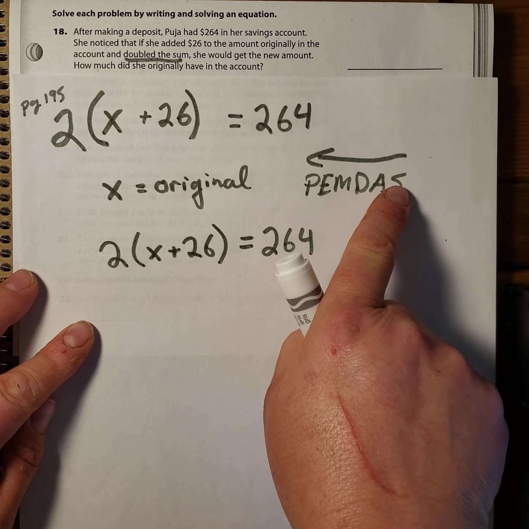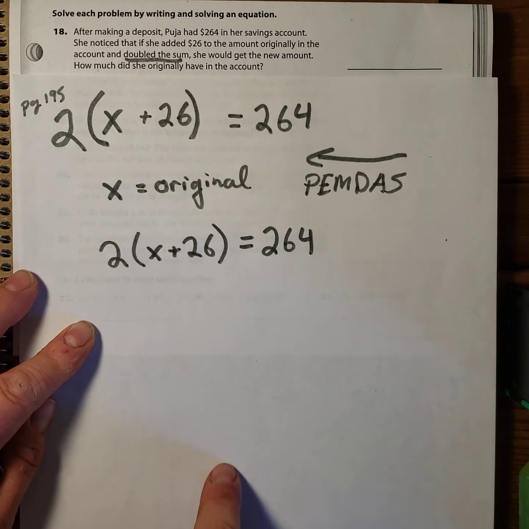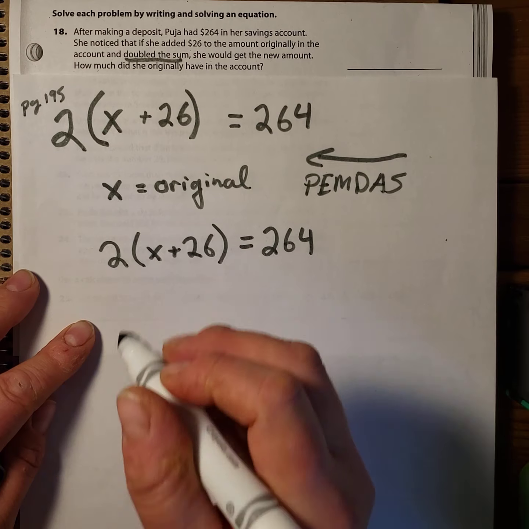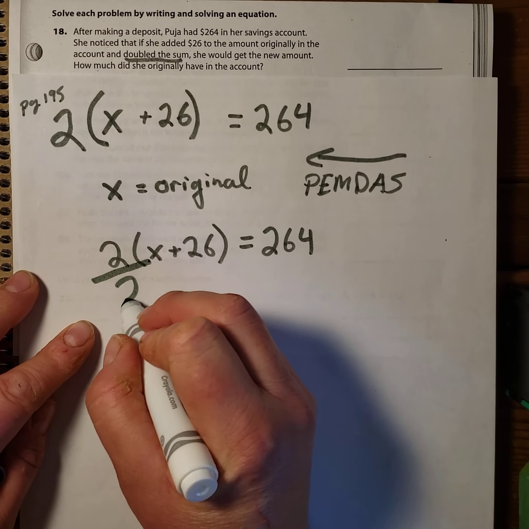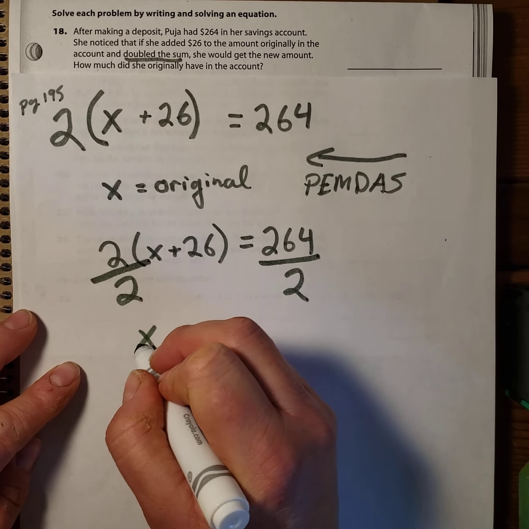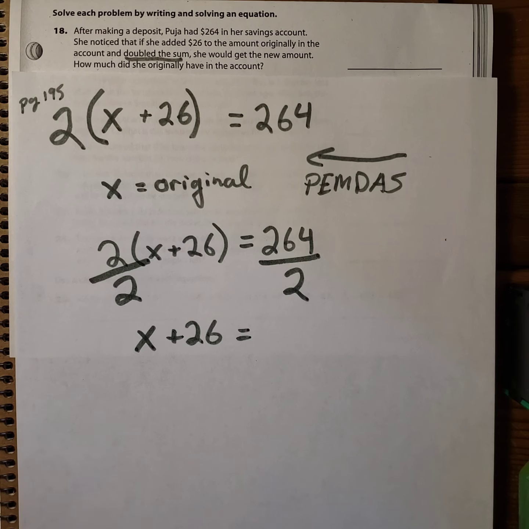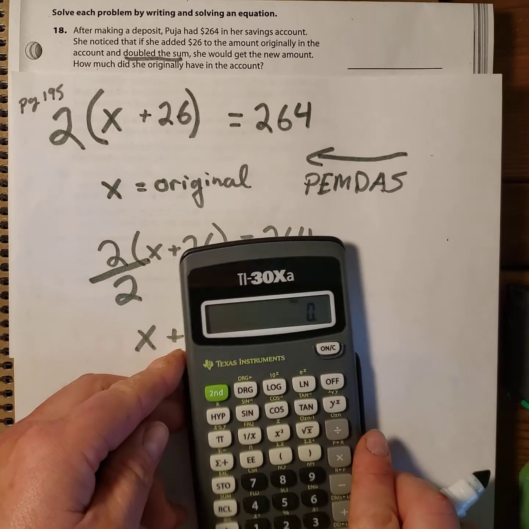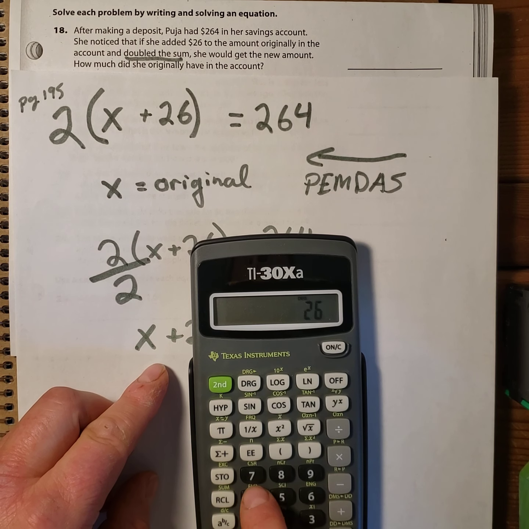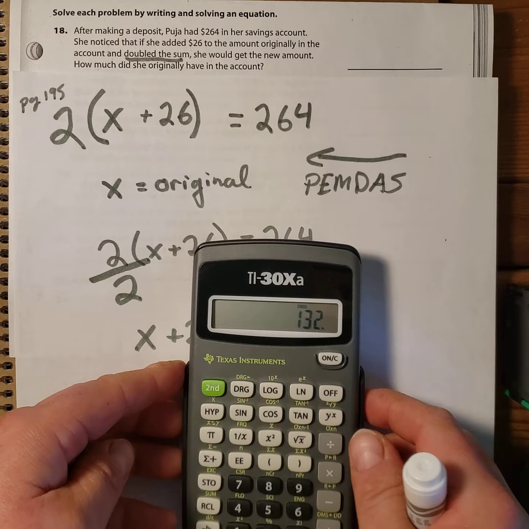So the first thing, we have no adding and subtracting, we have to get rid of the multiplication. What do we do to get rid of the multiplication? We're going to undo it, and we're going to divide by 2. All right, so then we have x plus 26 equals, and maybe you don't know what 264 divided by 2 is, so luckily we just grab our calculator. 264 divided by 2, 132.